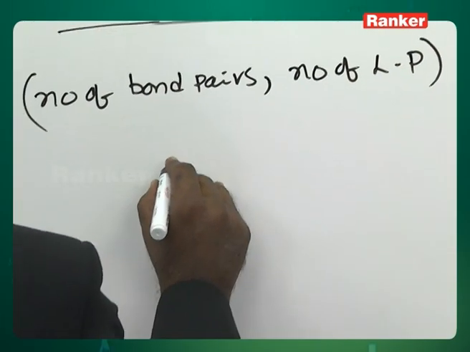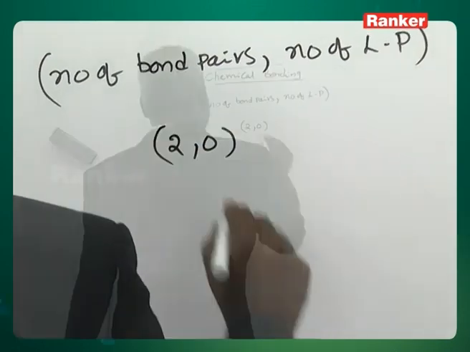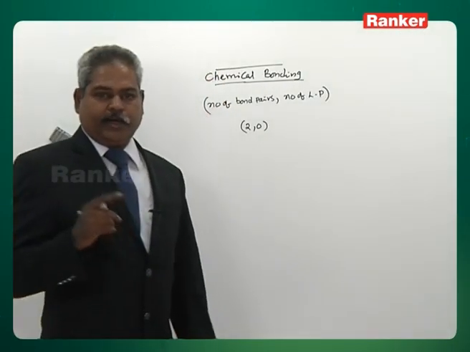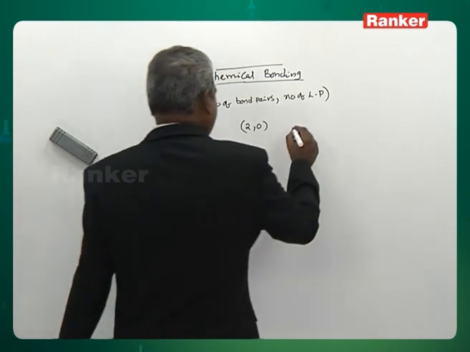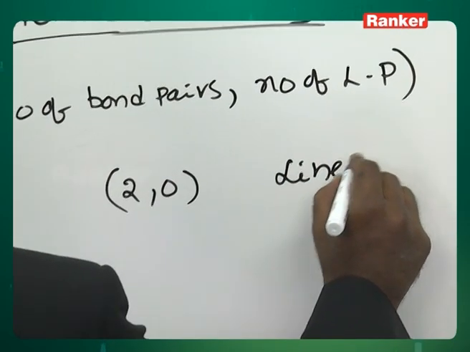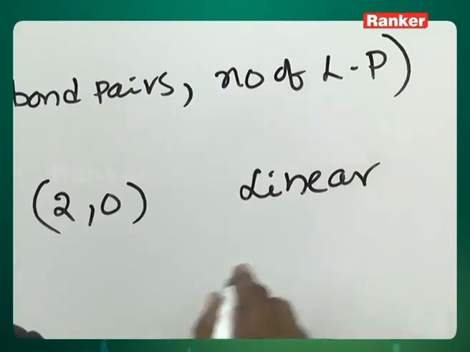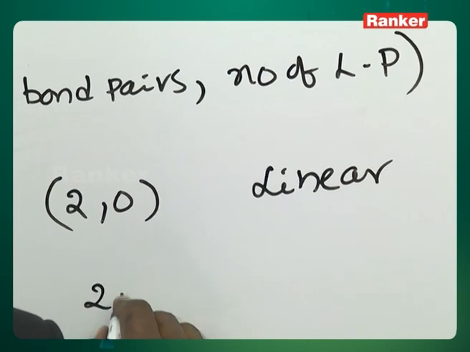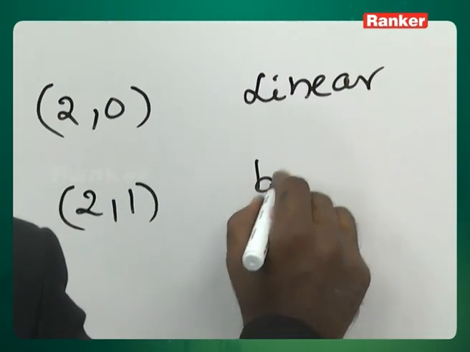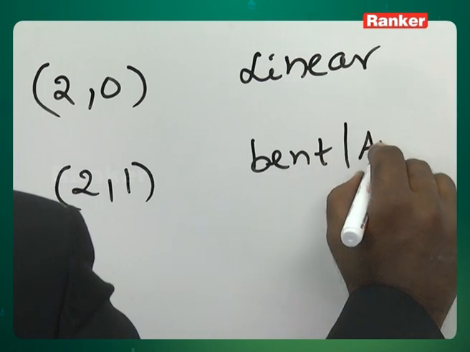Look here. 2, 0. What do you mean by 2, 0? 2 bond pairs, 0 lone pairs. The shape is linear. 2, 0 linear. 2, 1 bent or angular.